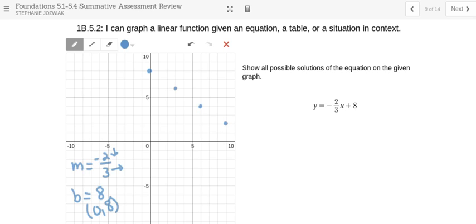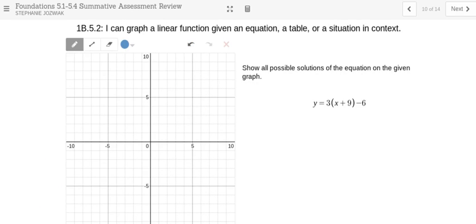And then I can use my line tool here to draw my line through these points. And I always like to then use the pencil also to draw arrows because I know that this line goes on forever. It's not just the points that I drew on there. And that's really important because the directions here say to show all possible solutions. So we have to remember those arrows.